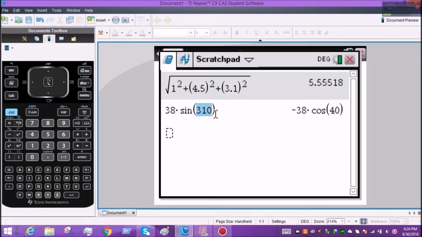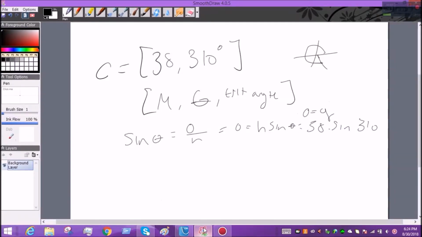But if I go ahead and quickly copy that and paste it down here, we get negative 29.1. And since this is a vector and this is AP Physics C, we need to write that in vector notation. So negative 29.1, I'm just going to call that one j unit vector, okay?